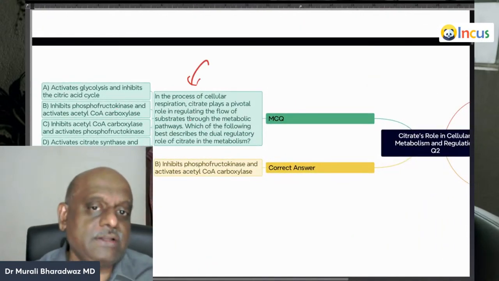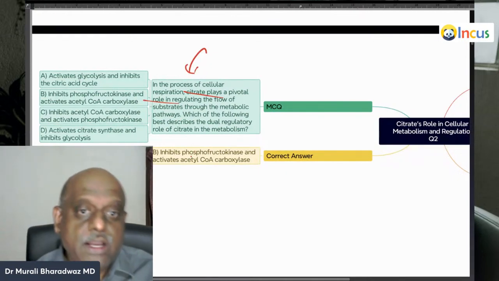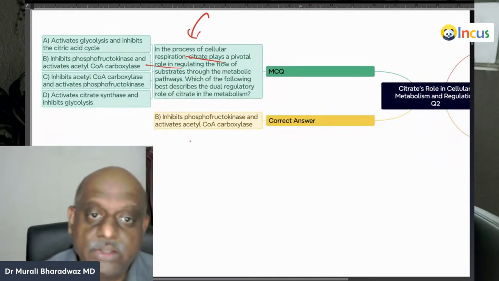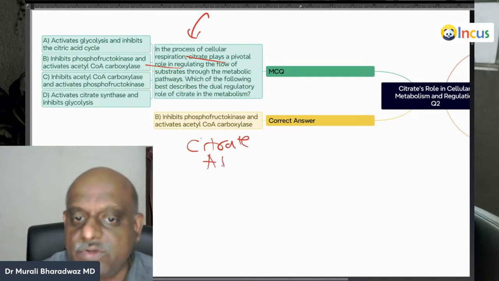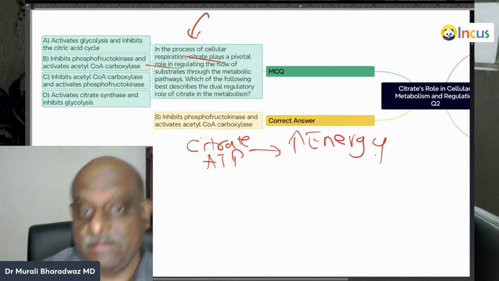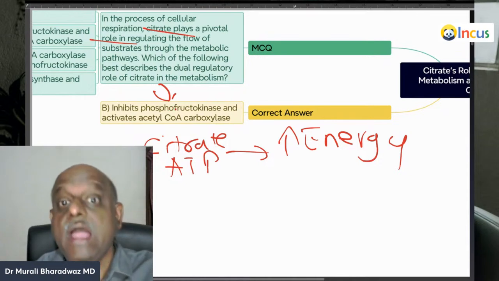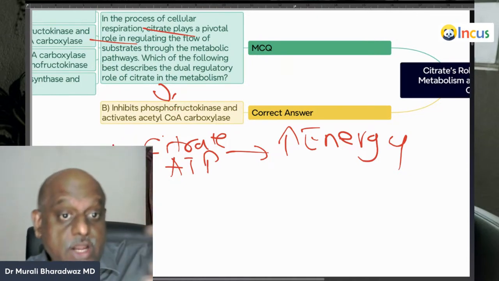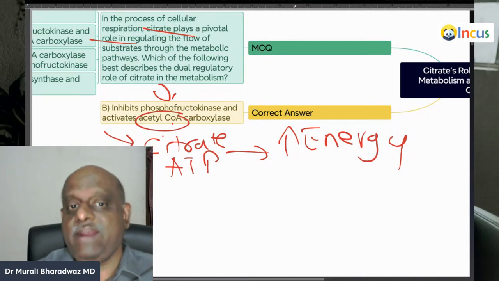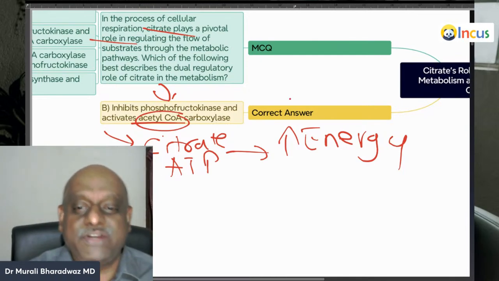Now, doctor, in the process of cellular respiration, citrate plays a pivotal role in regulating the flow of substrates to the metabolic pathways. How does citrate control the metabolism? It is a very important question. Fundamentally, abundance of citrate and abundance of ATP both indicate that high energy is already available, so there is no need for energy-generating metabolic processes. That's the reason glycolysis will be inhibited by citrate through inhibition of phosphofructokinase. And when there is a lot of energy, you want to store it in the form of fats. That's the reason citrate, an indicator of energy status, activates acetyl-CoA carboxylase and promotes fatty acid biosynthesis, which is what you need to remember.